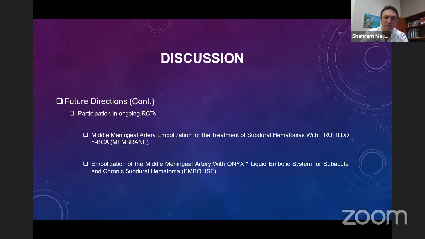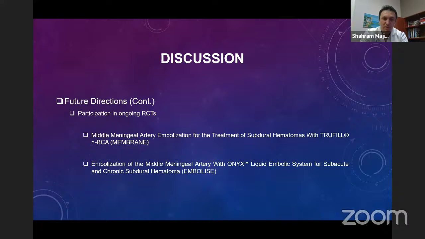And also, we are participating in 2 ongoing randomized clinical trials. One is MEMBRANE, which is middle meningeal artery embolization for the treatment of subdural hematoma with NBCA. And this is a multi-center randomized clinical trial. Dr. Kellner is one of the national co-PIs for this study. And there's also another trial called Embolization of the Middle Meningeal Artery with Onyx for Subdural Patients.